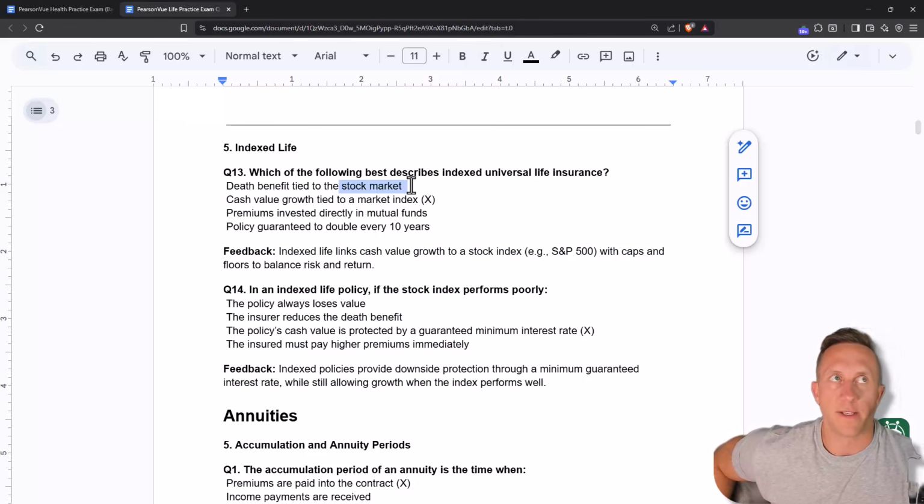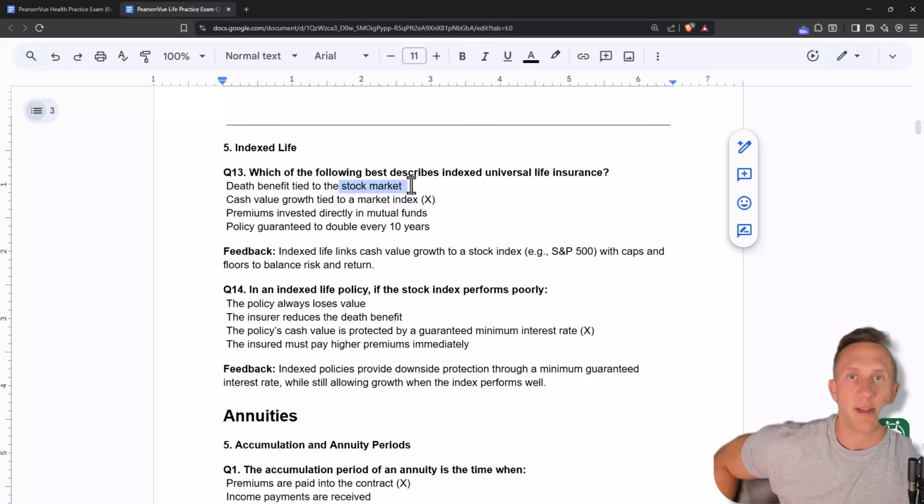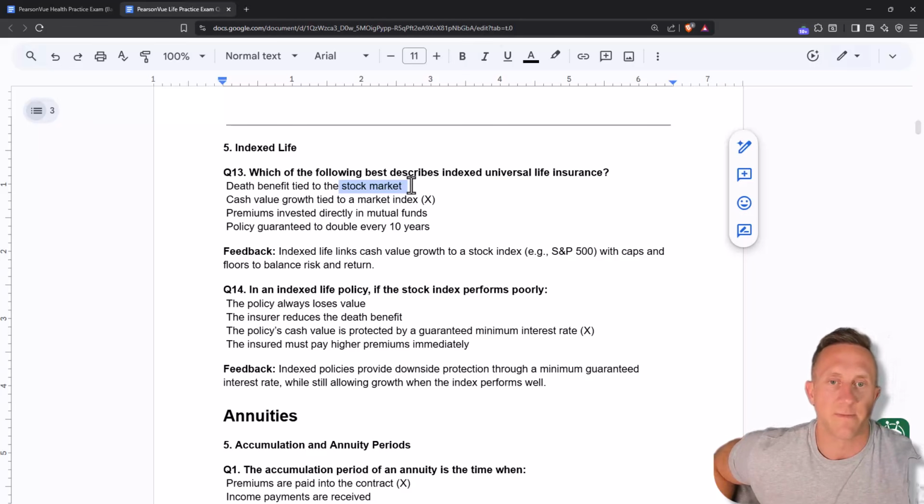So say in an index universal life, say the minimum interest rate would be 2%, but the maximum they could earn is 8%. That means if the market earns 10% that year, they get an 8% on their policy, but the insurance company keeps the difference, the excess. Okay, so it's not like it's directly there because there is a guaranteed minimum and then there is a maximum that they can earn. So it's based on an index, so it's like a reflection of the market rather than directly in the market where this is exactly what the return is going to be.